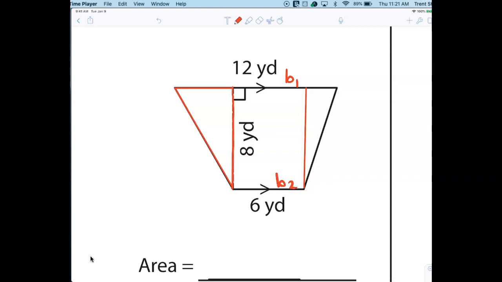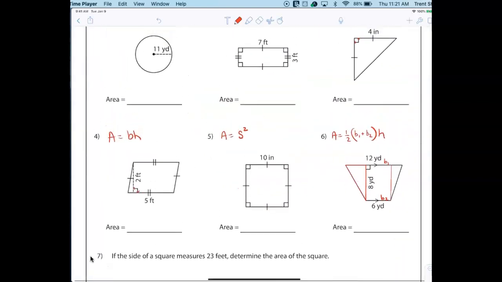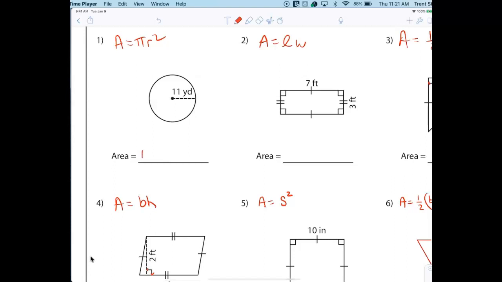All right, come on, wake up today. Here we go. Now again, I'm just going to quickly go through this. Everybody, area is pi times what? 11 squared, which is approximately, everybody's got to do it, 380.13. Roughly 380.13. And then you have to write the units. Yards squared.